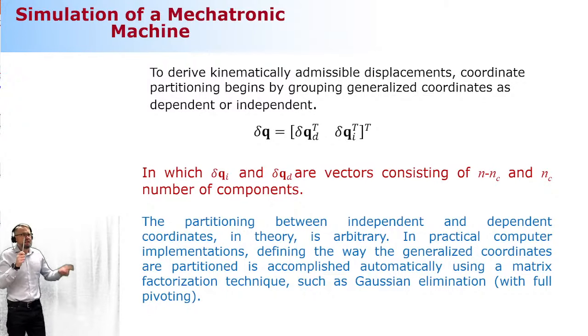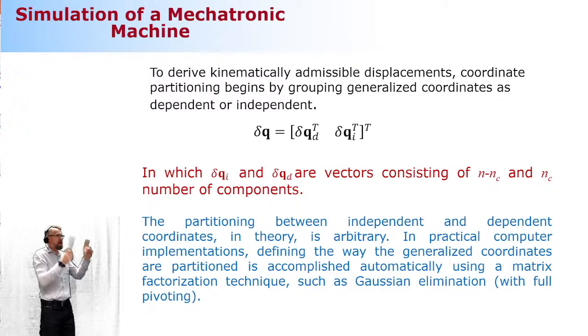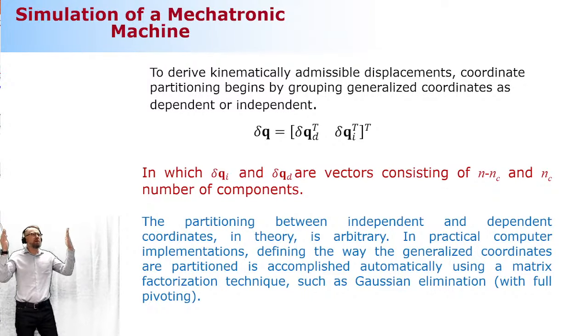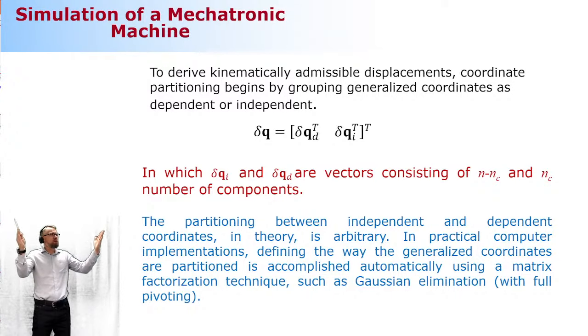Okay, I said this, that the number is what matters. So once you know all the variables, meaning all your generalized coordinates, that's your selection of all the coordinates.